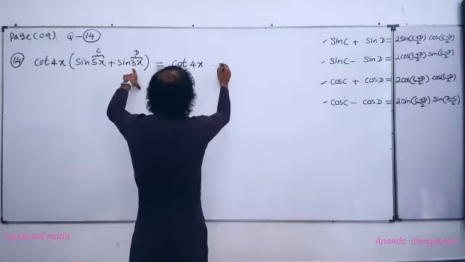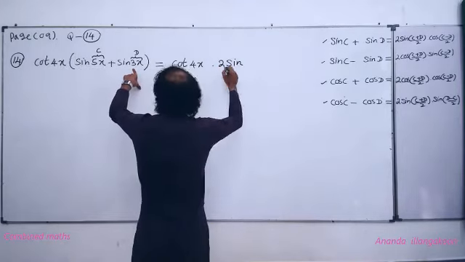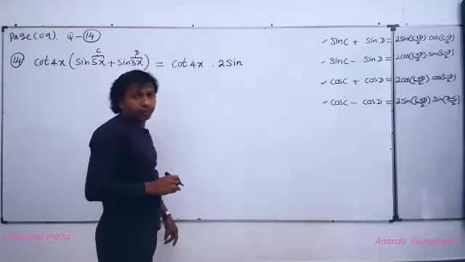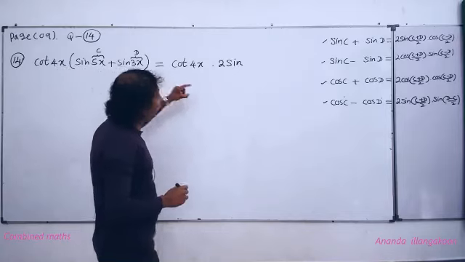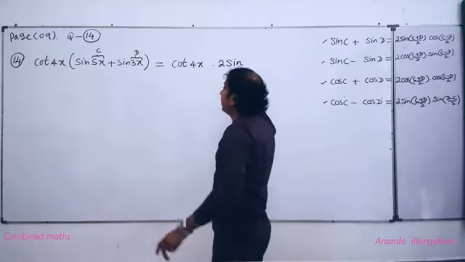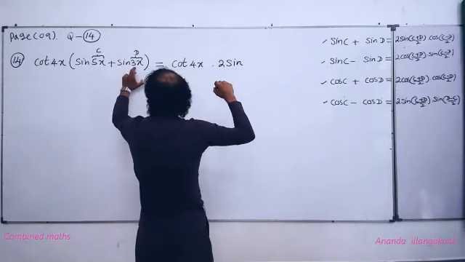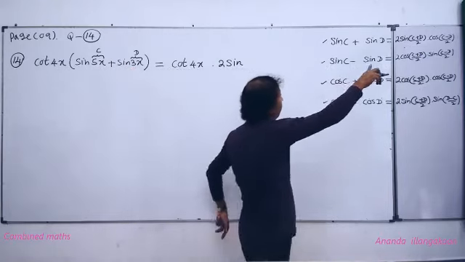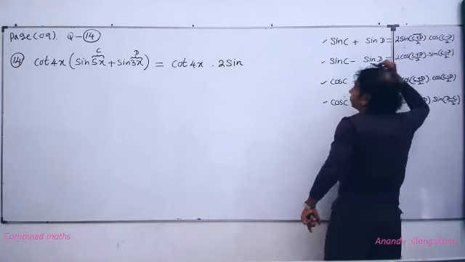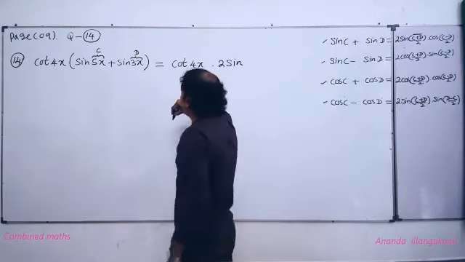How to write, people? 2 sin (5x plus 3x). The sin C plus sin D formula is this, no, people? Right. 2 sin. First add the angles, 5x, 3x, 8x, but that should be divided by 2 here. Adding these two angles, divide by 2. So 5x plus 3x, 8x by 2 is 4x.